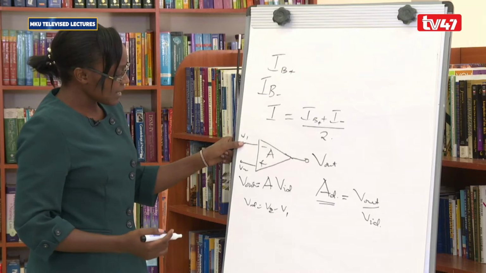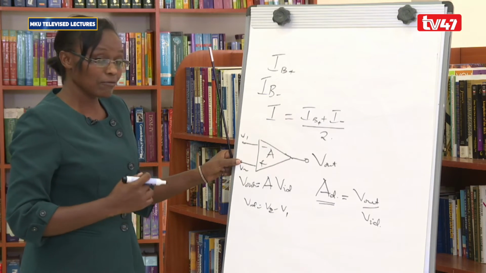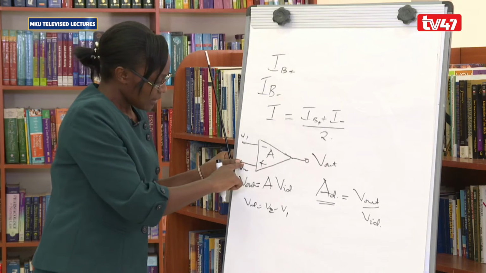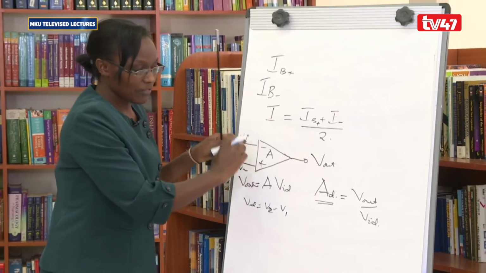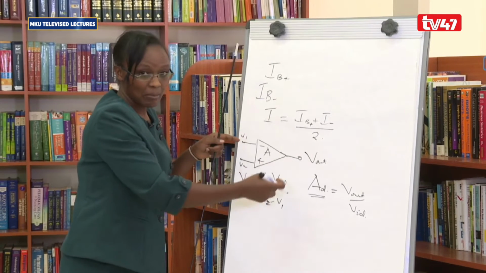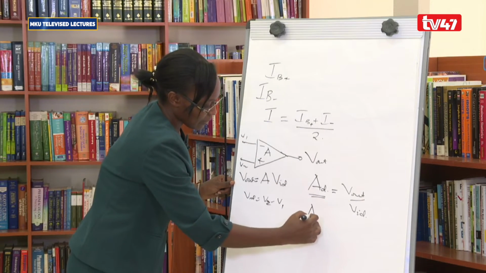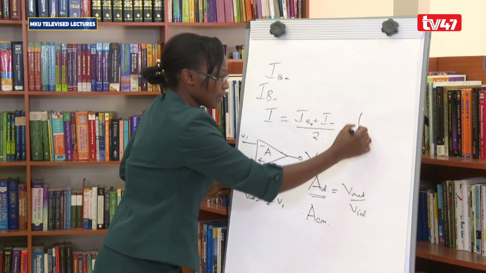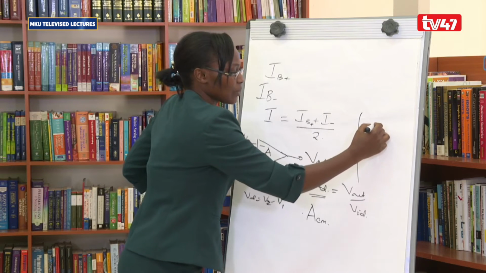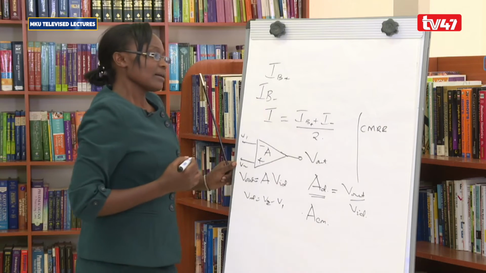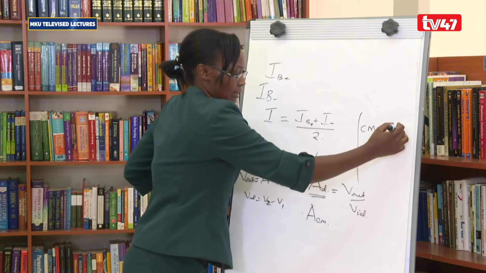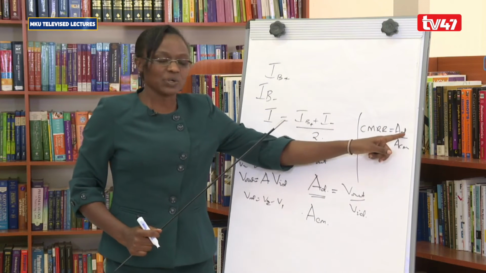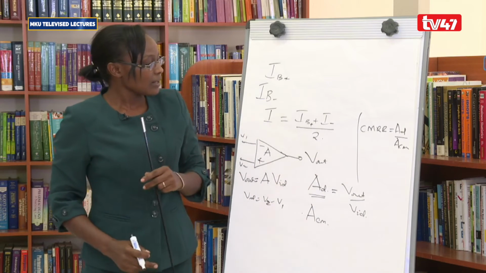Common mode gain is realized when the two inputs have similar voltages. So we can have V1 at the inverting input and V2 at the non-inverting input, and that common voltage, when it is amplified, gives us what we refer to as the common mode gain, ACM. So our CMRR, the common mode rejection ratio, is equal to AD over ACM, whereby AD is the differential gain and ACM is the common mode gain.